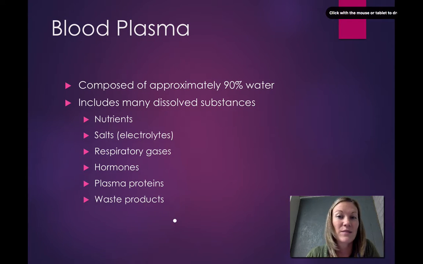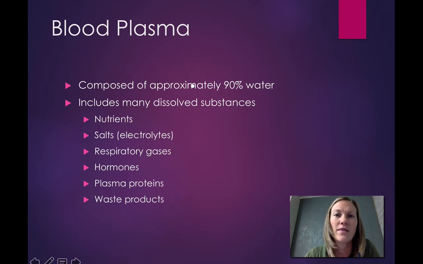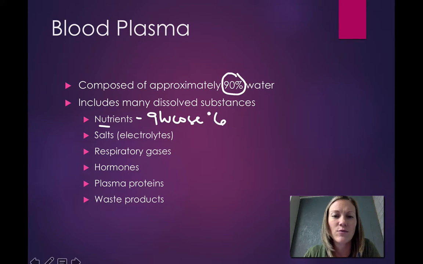And then we go back to blood plasma. We showed that on a little table earlier. 90% of blood plasma is actually made up of water. It includes a lot of dissolved substances, so things like nutrients. That can be in the form of sugar, so we'll just put glucose, C6H12O6.